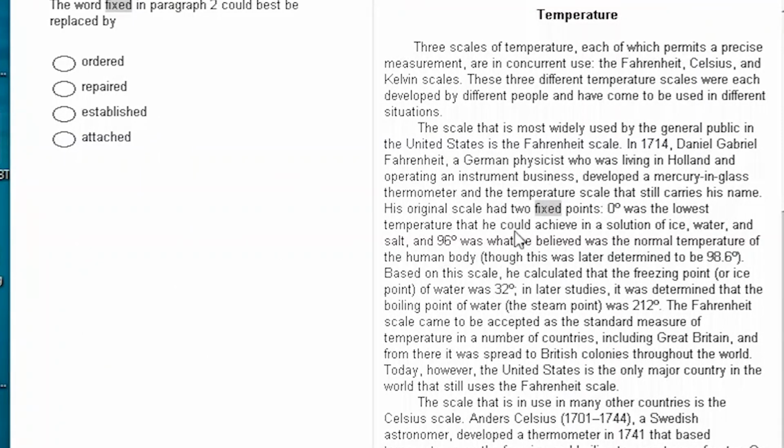For example, this one is what we know as a vocabulary question. Here they're asking me for the word fixed. I'm going to go here and say, his original skill had 2 fixed points. I don't even need to read the other parts. 2 fixed points means that those points have been established. So basically I find the word established here. It cannot be attached, because attached is more like when something doesn't belong in there and you are just adding something. These points have been added.